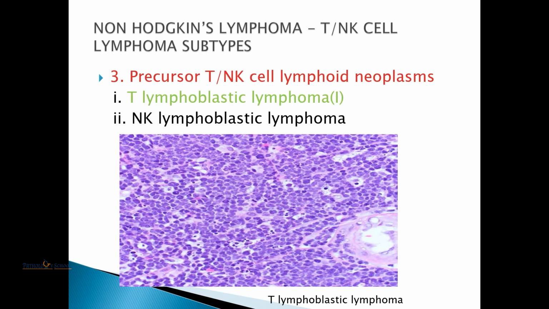Now coming to the T and NK cell lymphoma. The first category is precursor T NK cell lymphoid neoplasm. The first subcategory is T lymphoblastic lymphoma. Here is a picture of T lymphoblastic lymphoma and we can see the diffuse proliferation of T lymphoblasts here.